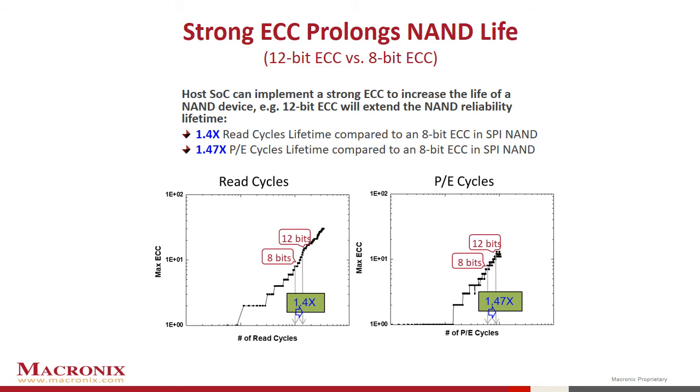The two graphs on this slide demonstrate the improvements in read and program and erase cycles for a NAND device using 12-bit ECC versus the required 8-bit. The NAND device will see equal to or greater than 1.4 times the life expectancy if the ECC was increased to 12 bits.